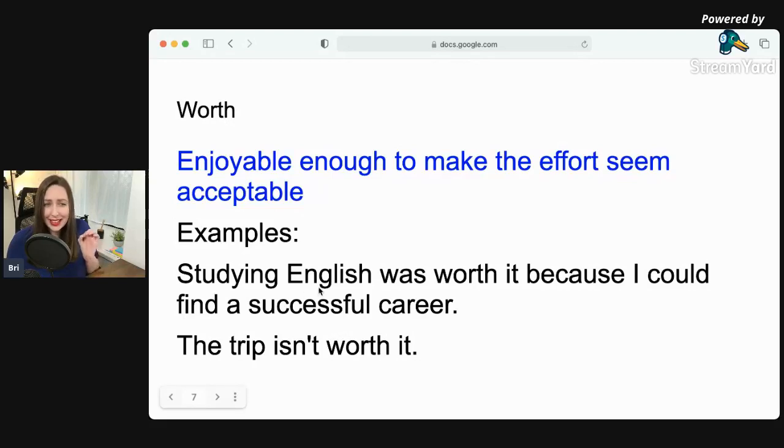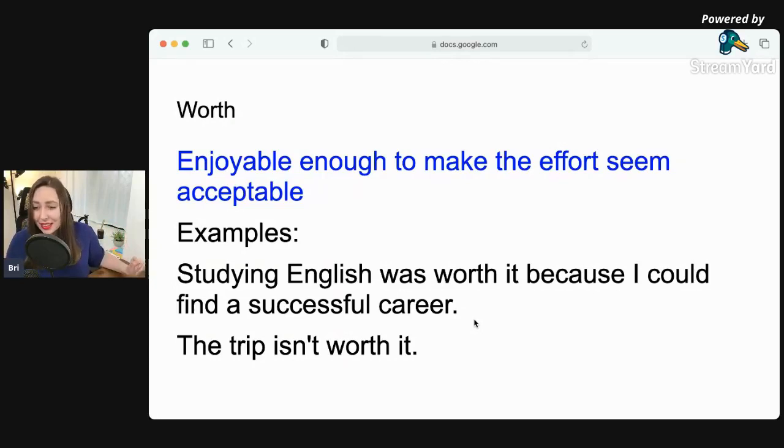So studying English was worth it because I could find a successful career. So maybe studying English is very time-consuming. It's very difficult. You might get frustrated. You might get tired of English. But all of that was worth it because you could find a successful career. So the successful career makes the struggling, the effort seem acceptable.